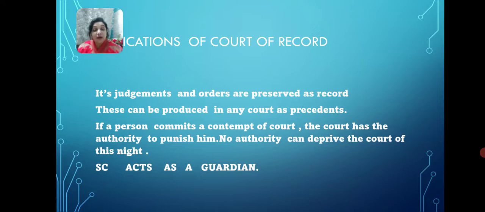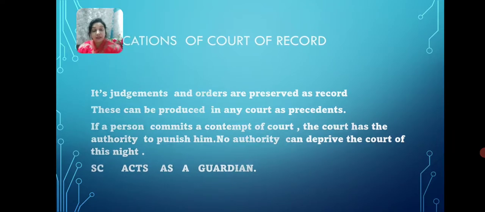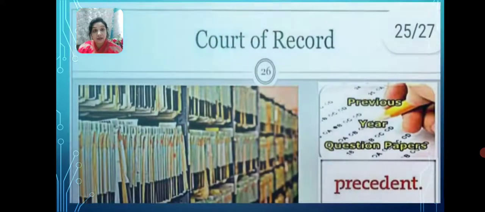So the bar council will be finding out this contempt of the court and informing the higher authorities, and the court has authority to punish him. No authority can deprive the court of this right. Sorry, it is misprinted as night. It is right, RIGHT. So the Supreme Court acts as a guardian of the Constitution. In short, we can say that the Supreme Court acts as a guardian of the Constitution.